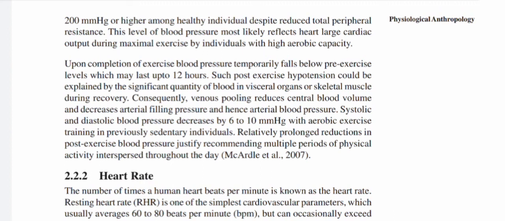Upon completion of exercise, blood pressure temporarily falls below pre-exercise levels, which may last up to 12 hours. Such post-exercise hypotension could be explained by the significant quantity of blood in visceral organs or skeletal muscle during recovery. Consequently, venous pooling reduces central blood volume and decreases arterial filling pressure and hence arterial blood pressure.